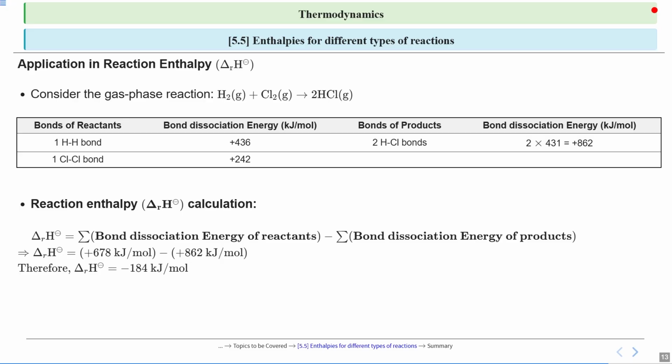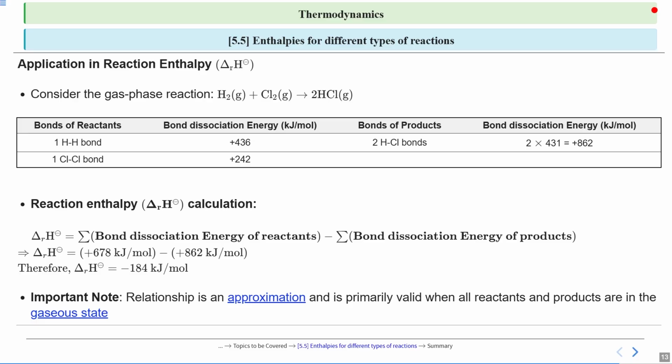Is it clear to you? It's very simple and very important at the same time. So it's good news for you. Something which is simple and important, right? So your bond dissociation enthalpy is the most important part of your thermochemistry. I'm repeating this part again and again.